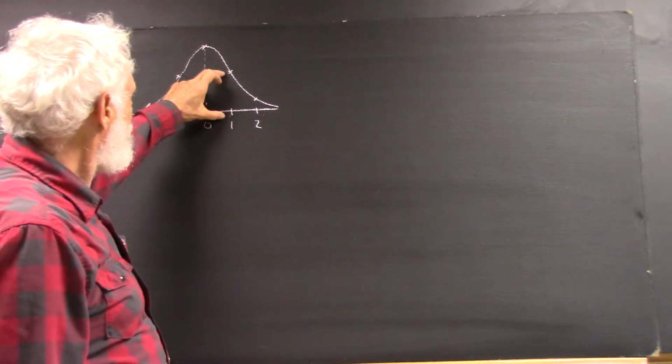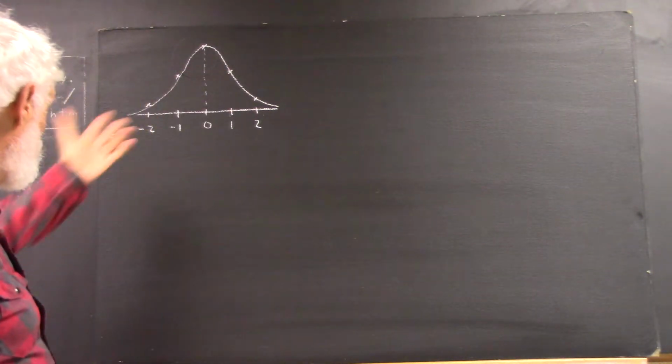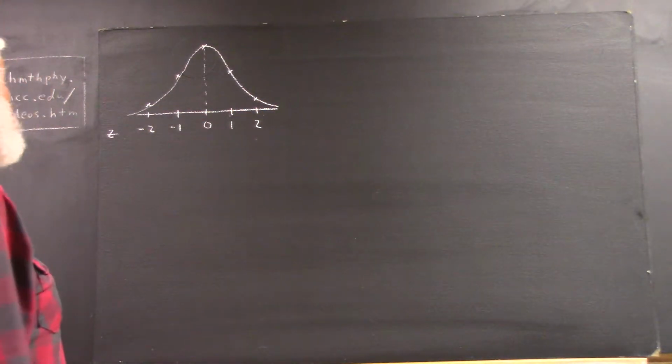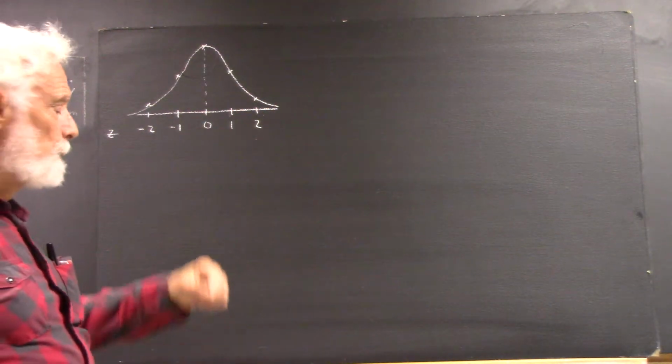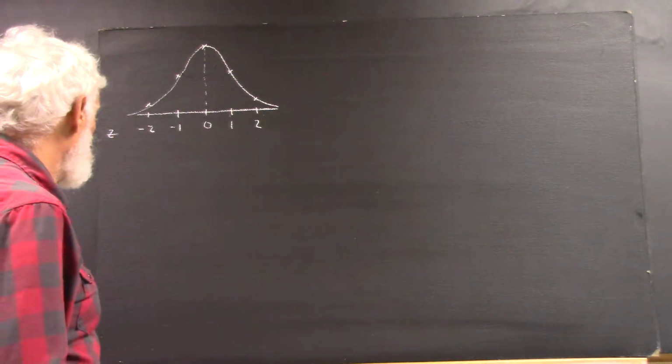Now my 60% I think might have been just a little high. It looks like maybe 63 or 64%. That's okay. We're just using this to represent the normal curve, and as long as we get a reasonable representation, we have a picture that we can work with.